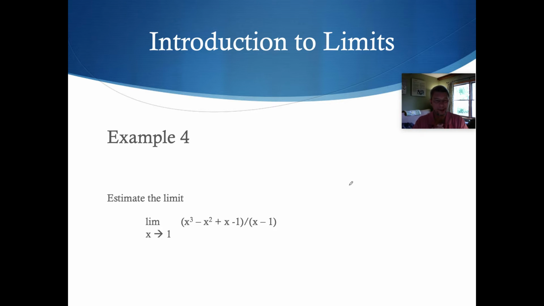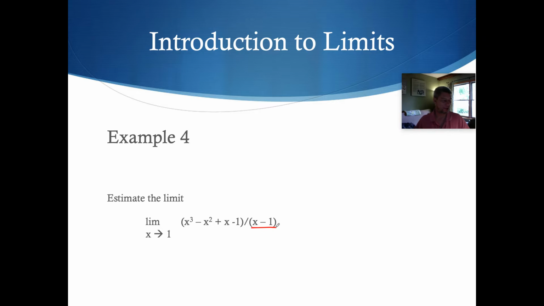estimate the limit as x approaches 1 of the quantity x cubed minus x squared plus x minus 1, all divided by the quantity x minus 1. Now, right off the bat, you can see that if you simply tried direct substitution, you would end up with x minus 1 in the denominator, which is 1 minus 1, or 0. So that would give us an undefined term.